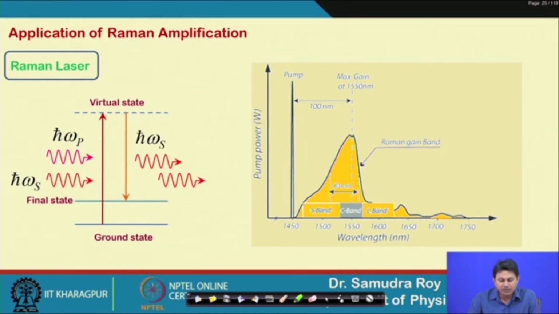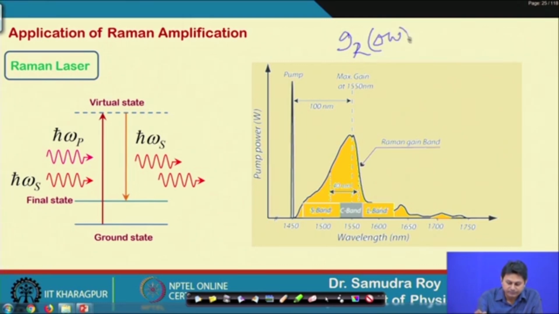Consider the fiber which is made of silica, and plot the Raman gain. As I mentioned already, g_R is the Raman gain coefficient, which is a function of delta omega, because it is a function of Raman susceptibility, and Raman susceptibility is a function of delta omega. So, if I plot g_R as a function of delta omega, we will have this kind of curve where the gain is maximum around this point, and here I plot the wavelength.